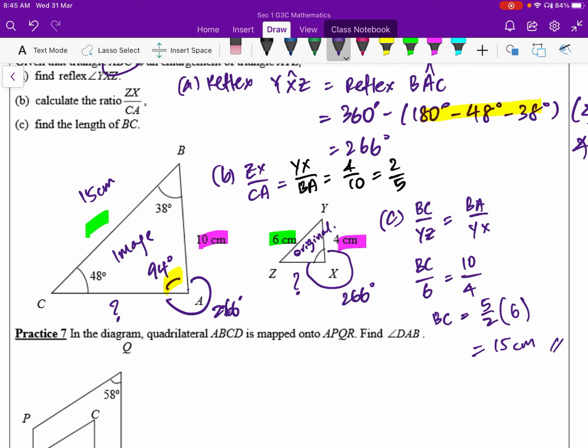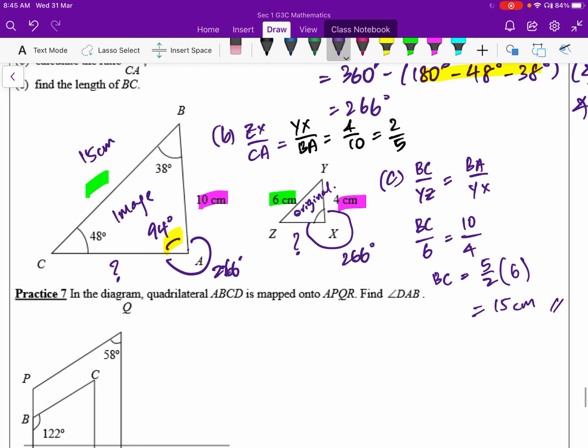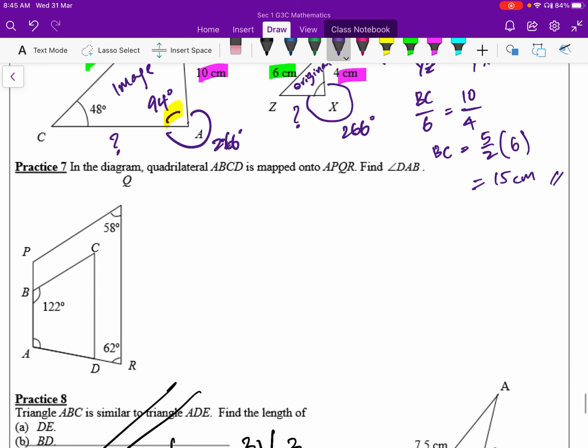Any questions? Shini, okay? Then practice 7. Quadrilateral mapped. Okay, this is another term that we use for a transformation. We map the original to the image. Alright, now, again the naming is important, the sequence is important. So A, B, C, D, A, P, Q, R. Okay, they are corresponding. Find D, A, B. Okay, this is the angle that we want to find.